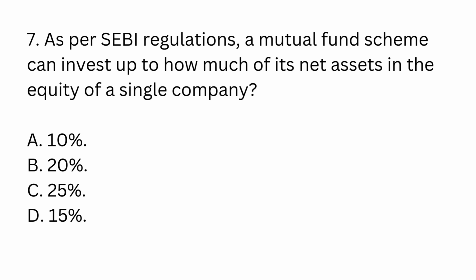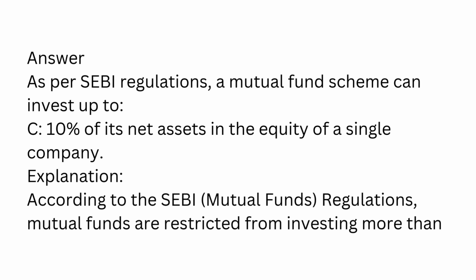7. As per SEBI regulations, a mutual fund scheme can invest up to how much of its net assets in the equity of a single company? A. 10%. B. 20%. C. 25%. D. 15%. Answer. As per SEBI regulations, a mutual fund scheme can invest up to 10% of its net assets in the equity of a single company.